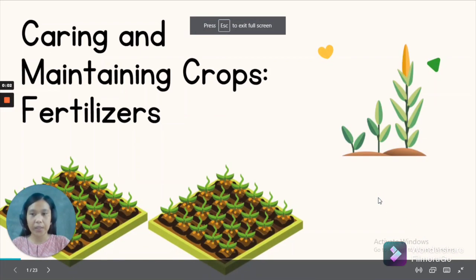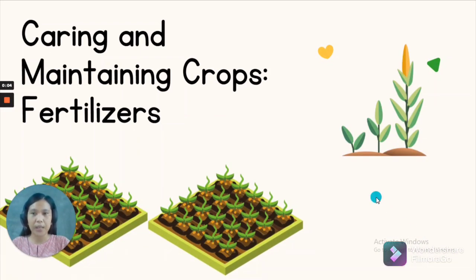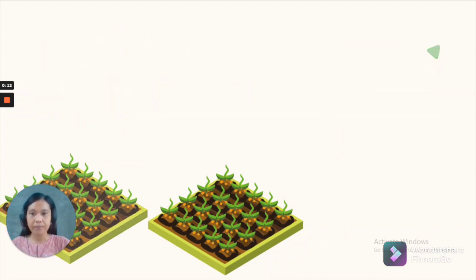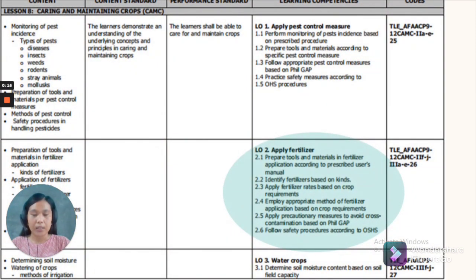Good day, class. So our topic for today is all about caring and maintaining crops, specifically dealing with fertilizers or fertilization. The competencies are as follows. Apply fertilizers. So the following are the competencies. Prepare tools and materials and fertilizer application according to prescribed user's manual. Number 2, identify fertilizers based on kinds.